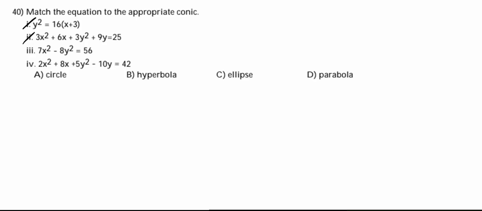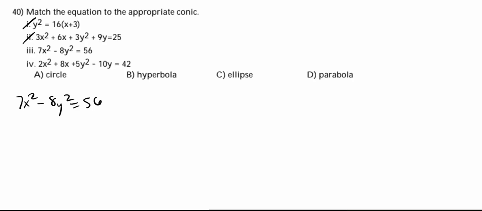Here we're doing question 40 on your final exam review, and we're matching equations to the appropriate conics. And this is part 2. So we're just doing numbers 3 and 4 in this video. So first let's start with number 3. We have 7x squared minus 8y squared equals 56.